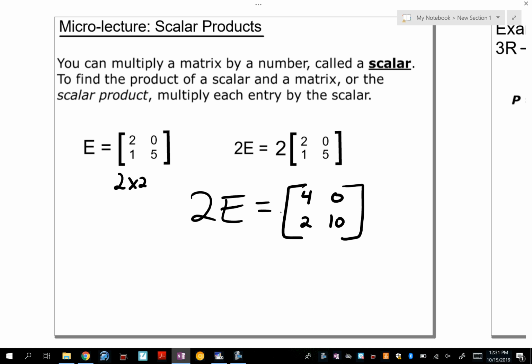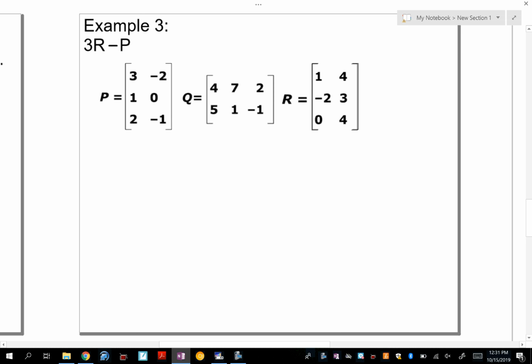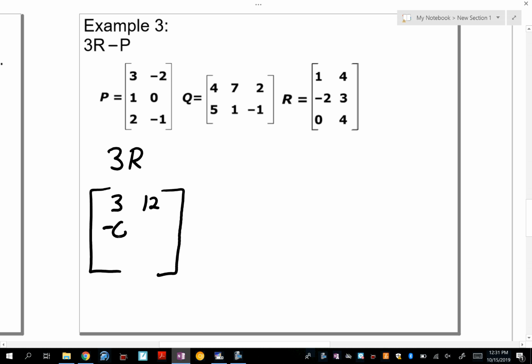All right, so let's do an example that has scalar products in it. So this example 3 says 3R minus P. So I'm going to write down 3R. All right, and when I write down 3R, I'm going to take every number in matrix R and multiply it by 3. So you get 3, 12, negative 6, 9, 0, and 12. I'm going to pause here. Let me know if you're confused about how I got those numbers.